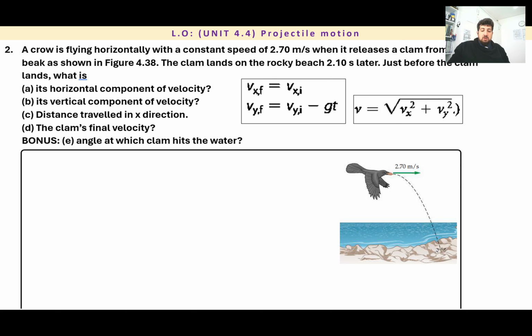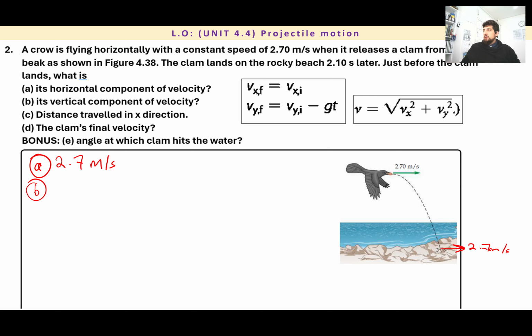Just before the clam lands, what is the horizontal component of velocity? We should all know by now that the horizontal component of velocity doesn't change, so it's going to be 2.7 meters per second. Over here it was traveling 2.7 meters per second, and over here it's traveling 2.7 meters per second in the horizontal component. Why? Because we are ignoring air resistance. What is the vertical component? That is different. So what is the vertical component of velocity?